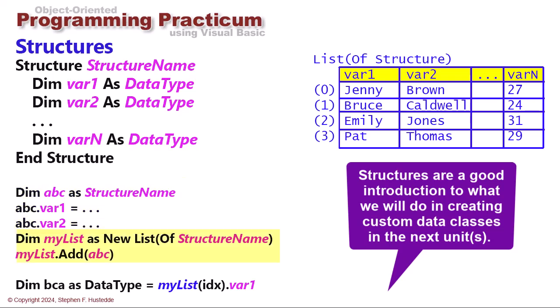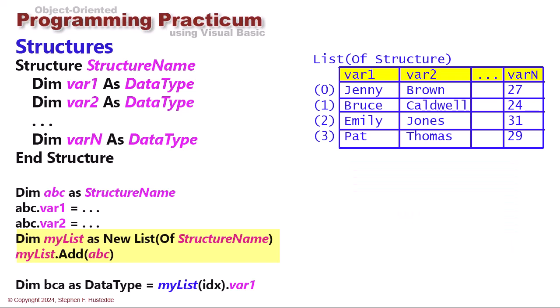I can also create a list of this type of structure, and that's what we see represented here. It's sort of like a multi-dimensional array, but we have records that are referenced by the indices, and then each of the columns by the variable names. So I can create a new entity of the structure name and add it to that list. So ABC being of type structure name, I can add ABC to my list, which contains a list of those structures.